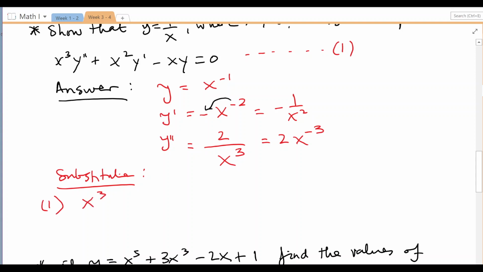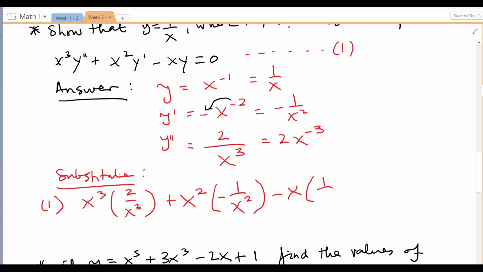So we have x cubed y prime is negative 1 over x squared plus x squared times y single prime, oh sorry, this is y double prime, this positive sign, x cubed y double prime is 2x cubed plus x squared y single prime is negative 1 over x squared, and then minus x, y is 1 over x, this equals to 1 over x times 1 over x.